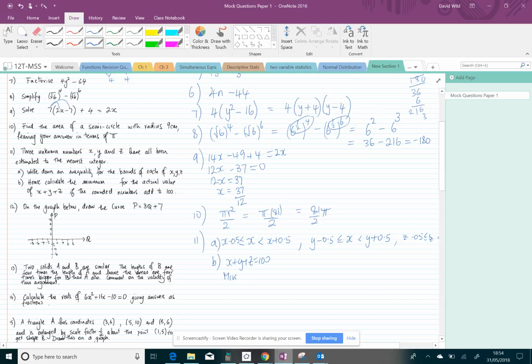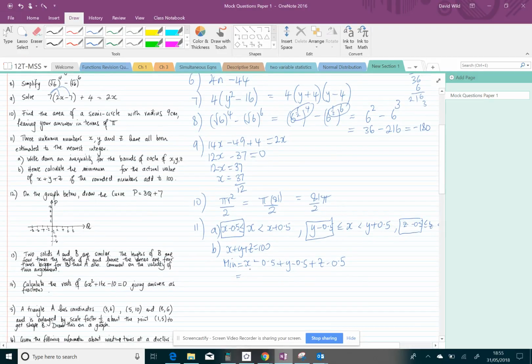Well, the minimum value is all these smallest values added together. So here we've got x minus 0.5 plus y minus 0.5 plus z minus 0.5. So that's my minimum value. Well, we've got, this is now x plus y plus z, and we're going to subtract 3 lots of 0.5, which is 1.5. But what's x plus y plus z? We know it's 100. So this is 100 minus 1.5, which of course is 98.5.